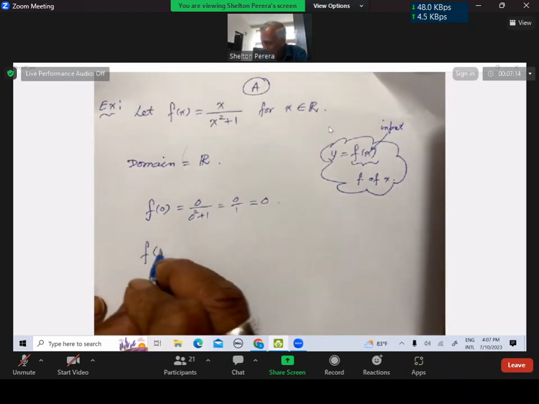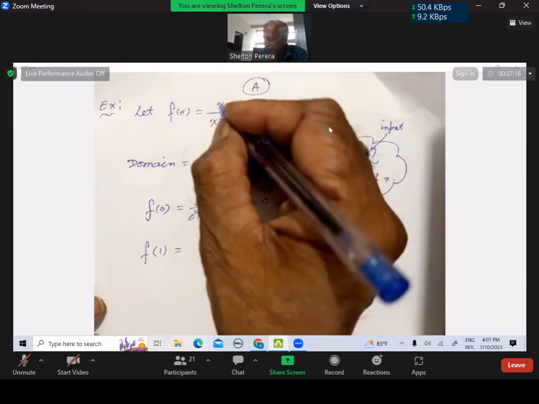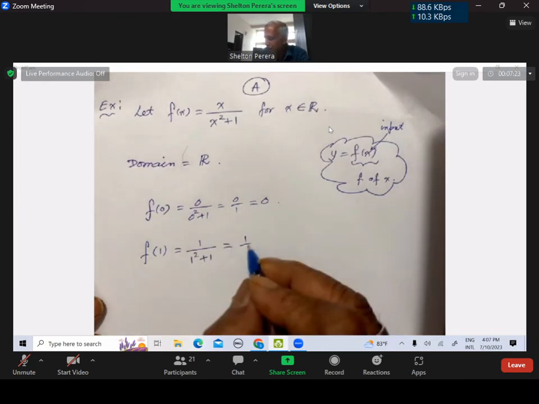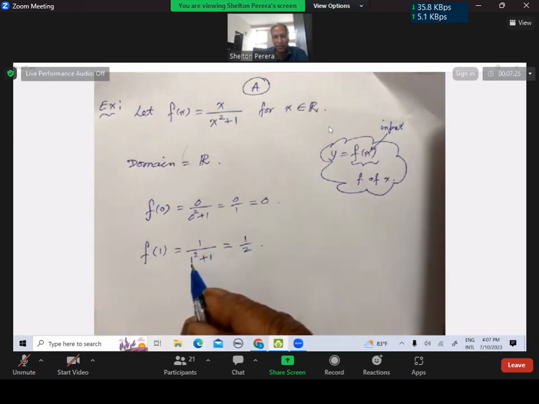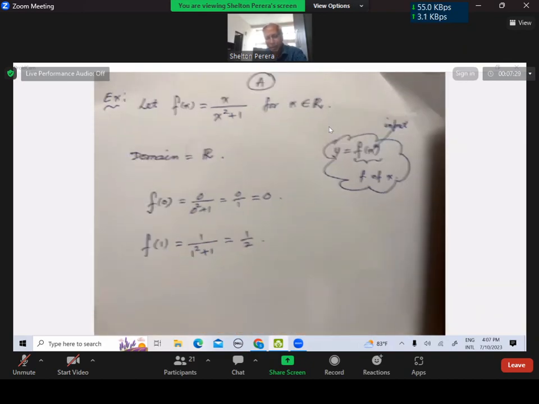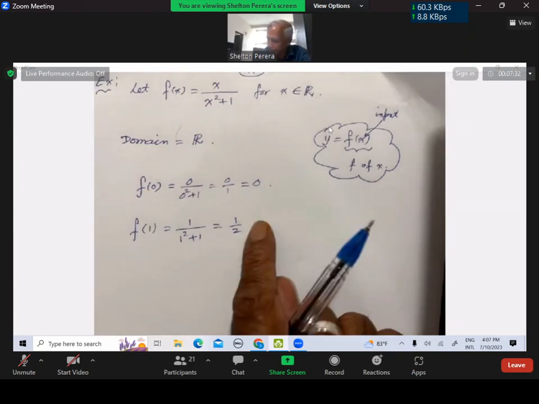What is f of 1? F of 1 is 1 over 1 squared plus 1. We don't normally write this step. 1 over 2. 1 squared is 1, 1 plus 1 is 2, and that is in the denominator. So careful bookkeeping would be enough.